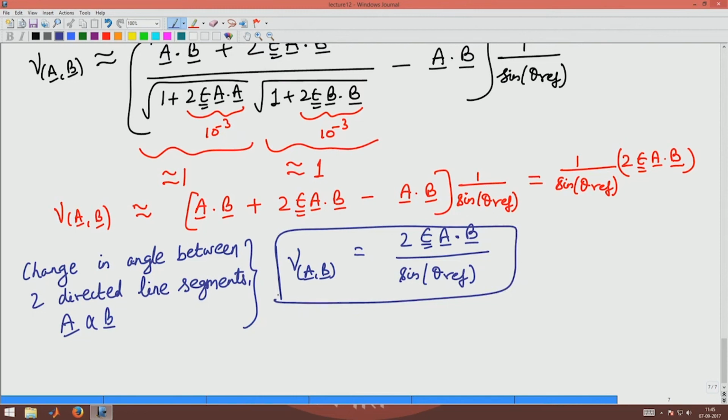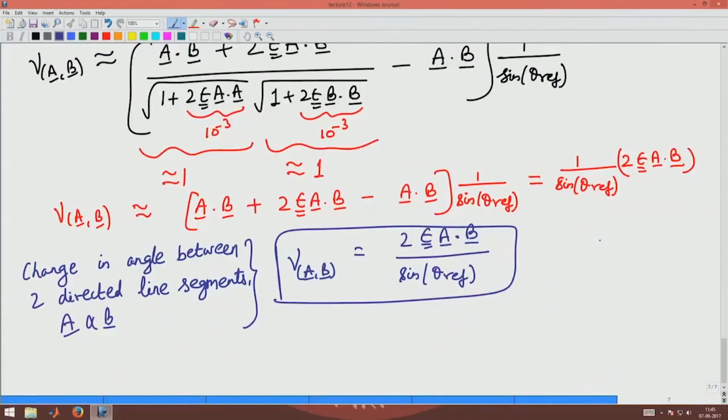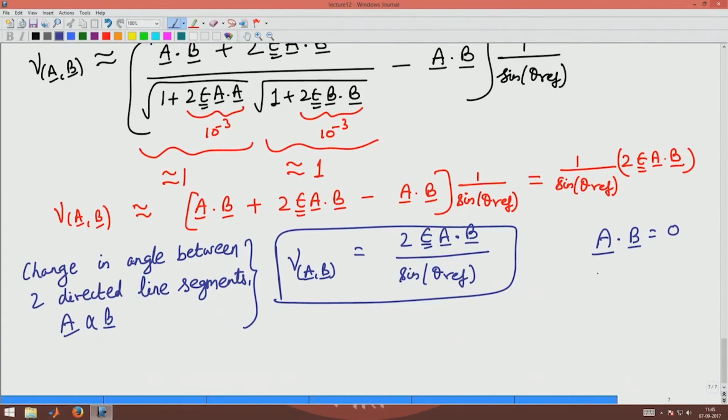Okay. That is an important expression that you should remember. Now, let us say A dot with B is 0. What can you say about A and B? If A dot with B is 0, you can say that the angle between A and B, theta ref, is pi by 2 or 90 degrees.